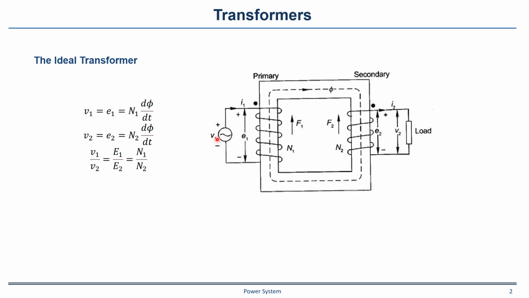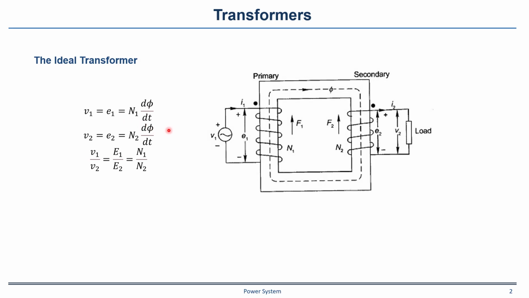If we have V1 as the voltage of the primary and I1 as the current of the primary, then in the AC system we'll have a flux. So here we have this equation: V1 is equal to N1, the number of turns in the primary, multiplied by d phi by dt, where d phi is the flux and dt is the time. And V2, the voltage here, is equal to N2, the number of turns here, multiplied by d phi by dt.